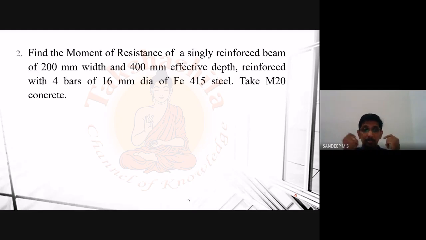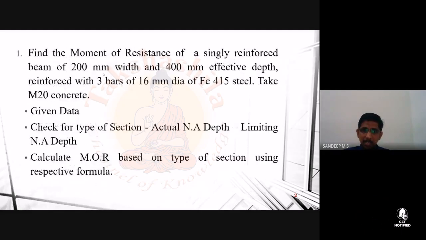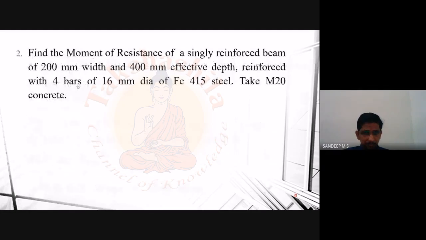So in the second problem, again we are supposed to find out the moment of resistance of a singly reinforced beam of again 200 millimeter width and 400 millimeter effective depth, but it is reinforced with 4 bars of 16 millimeter diameter, again of Fe415 steel, and we are supposed to take M20 grade of concrete. If you compare this problem with the previous one, the only difference is that here we have 4 bars, whereas in the previous case we were having only 3 bars.